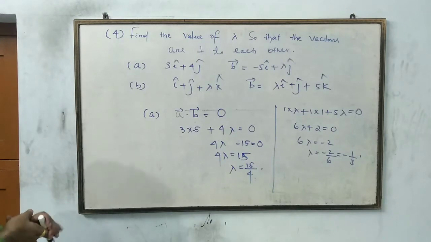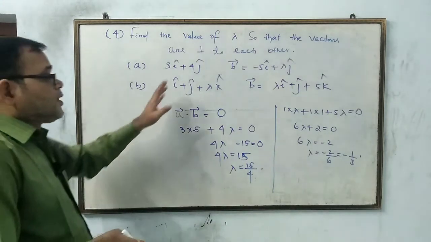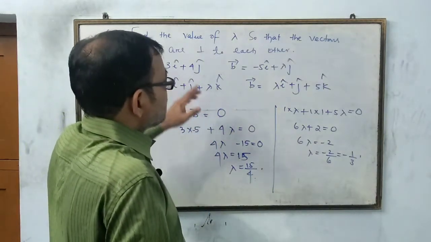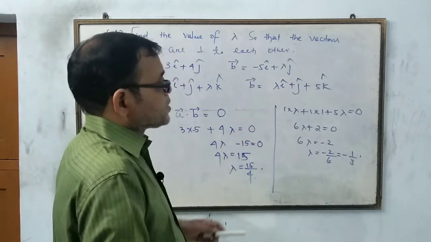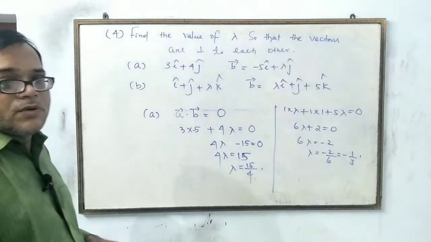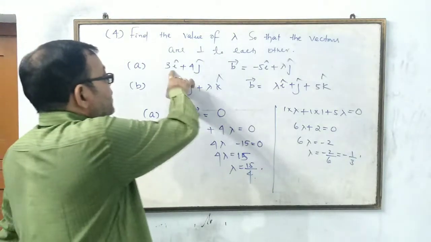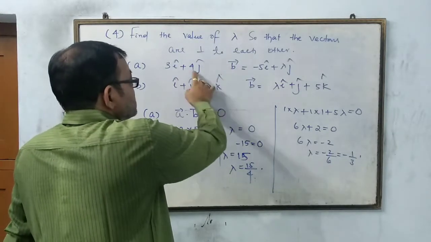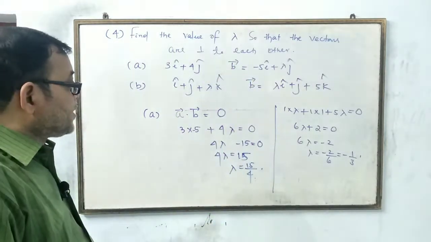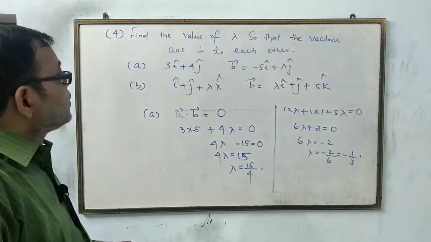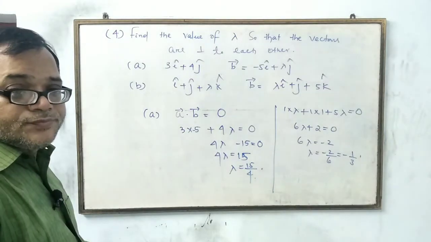Okay. The other two questions will be solved like this. If there are two vectors A and B, then we can find the value of lambda by using the concept A dot B equal to 0. A dot B means I dot I, J and J will be multiplied together and added. Okay. Question number 4 over.